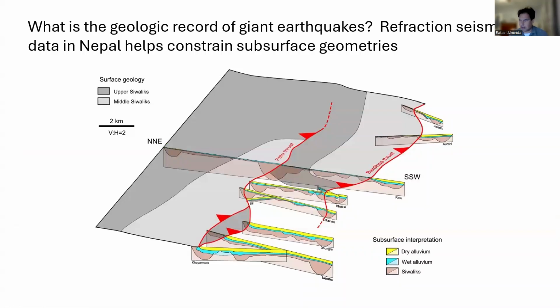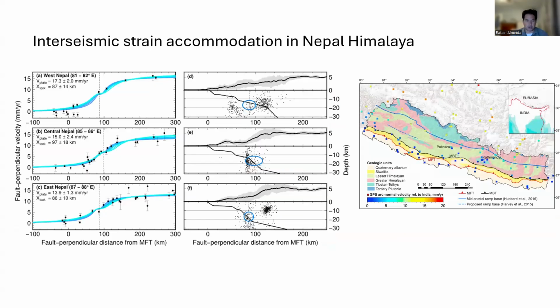I'm also using this same tool, but in this case using refraction to constrain the shallowest deformation. So these are refraction models that just have a few tens of meters in depth to constrain the near surface deformation. We also use geodesy, right, with collaborators to constrain the convergent rates across the Himalaya.